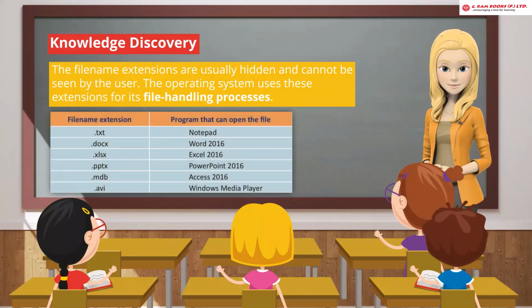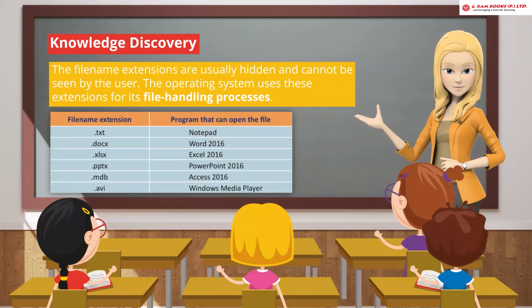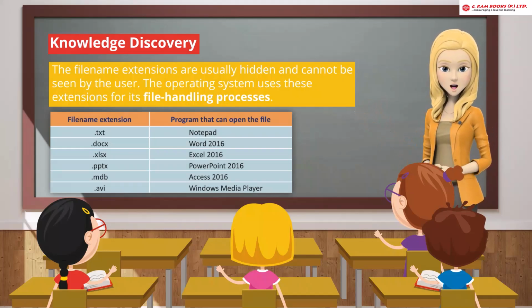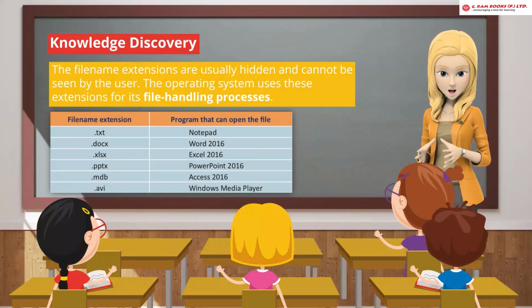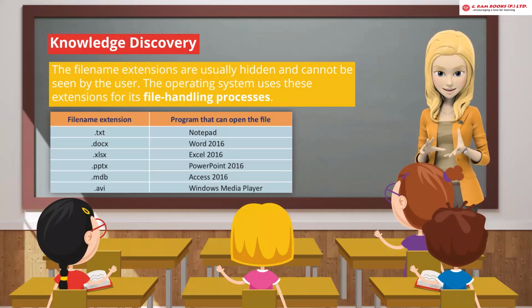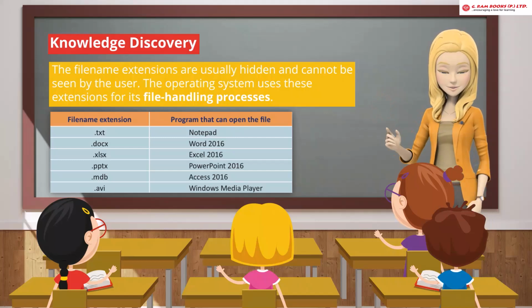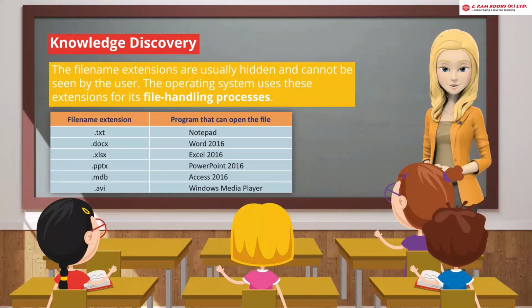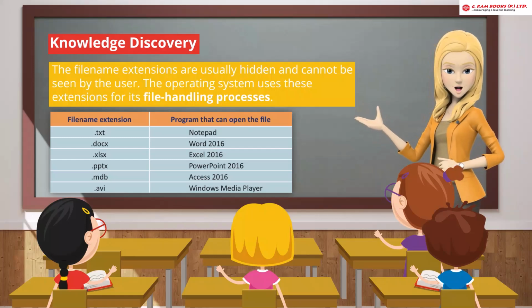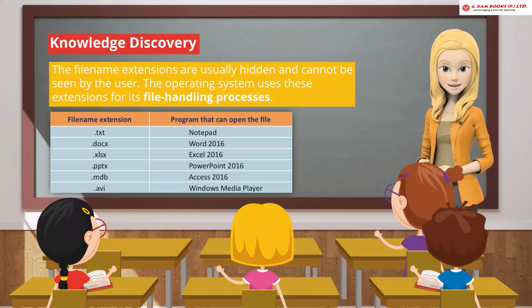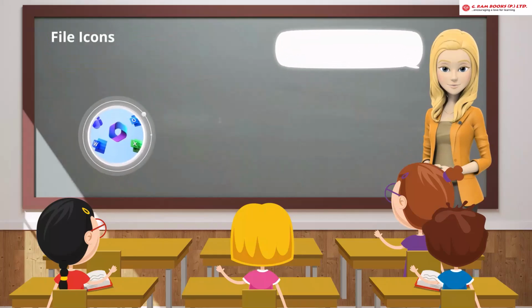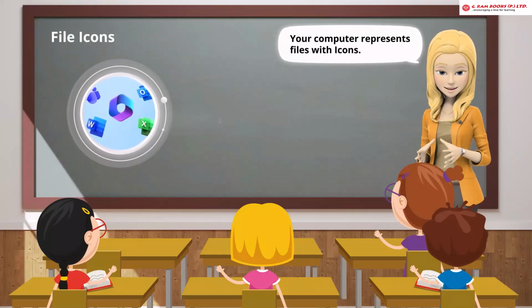File name extensions and the program that can open the file. .txt, Notepad. .docx, Word 2016. .xlsx, Excel 2016. .pptx, PowerPoint 2016. .mdb, Access 2016. .avi, Windows Media Player.